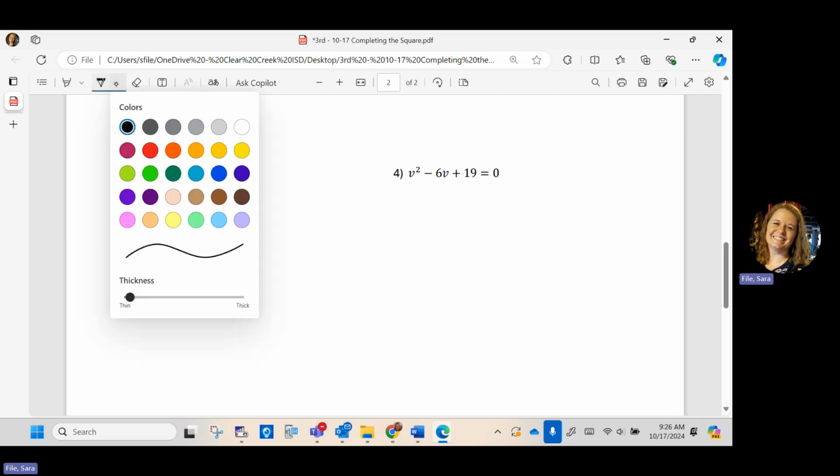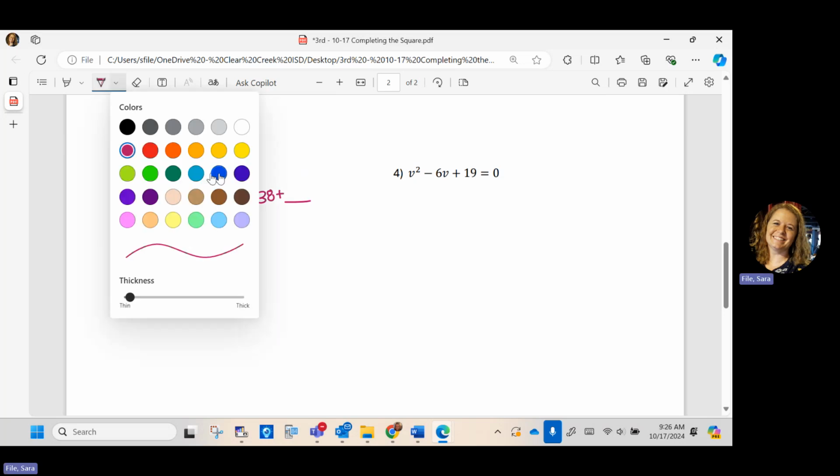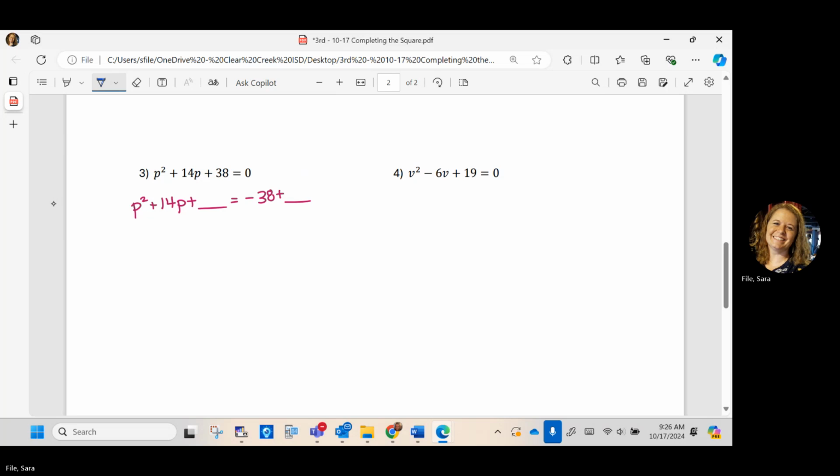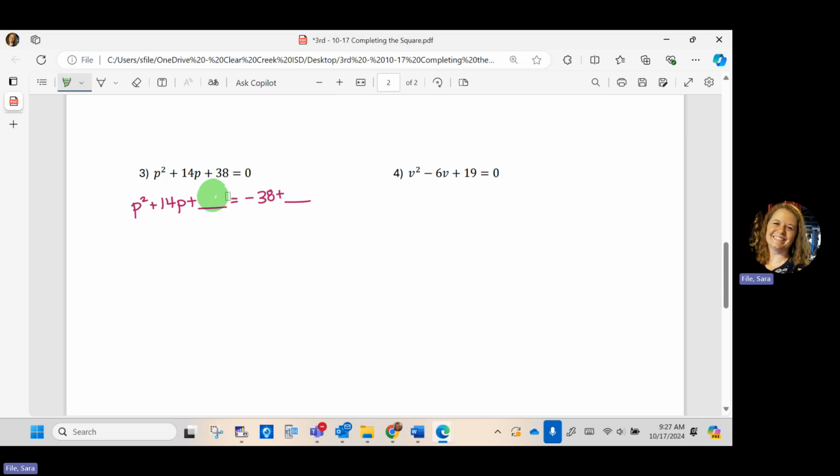Okay, we're dealing with p's instead of x's. It doesn't change anything though. So I'm going to move my constant to the other side and do my plus blank on both sides. Now how do I figure out what goes in that blank? What did we say?